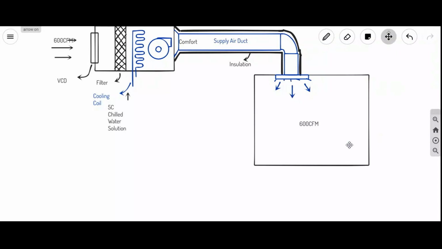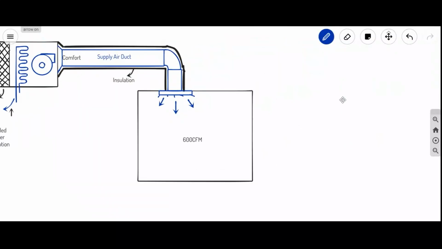Now, I supplied 600 cfm. As per the principle, when you supply 600 cfm of air, you need to remove 600 cfm, which means we need to maintain 600 cfm here. Once you supply 600 cfm, you need to remove 600 cfm from here.